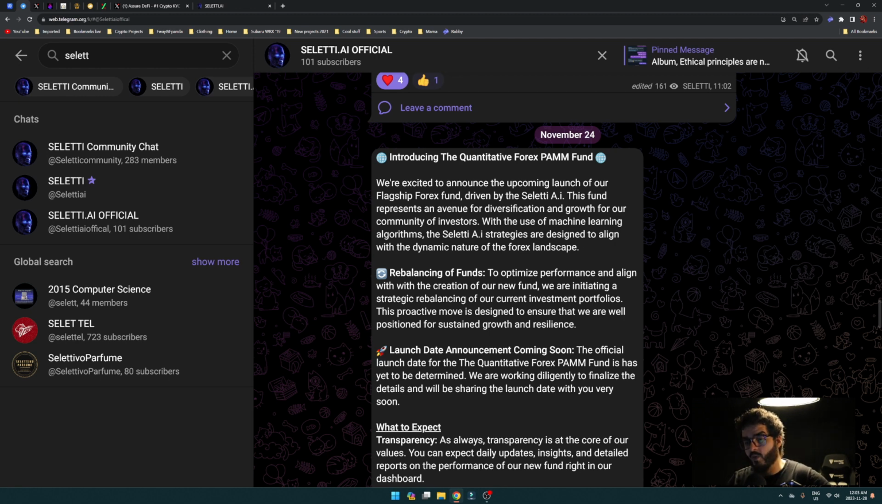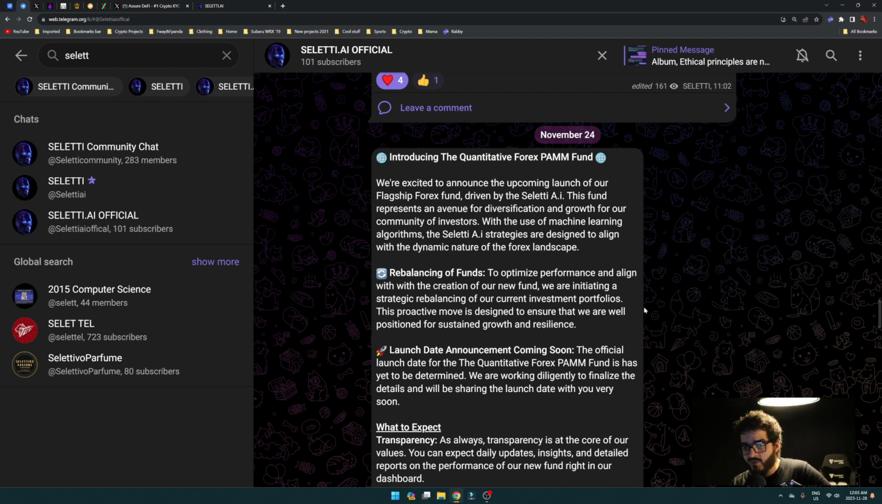We're excited to announce the upcoming launch of our flagship Forex fund driven by the Seletti.AI. This fund represents an avenue for diversification and growth for our community of investors. With the use of machine learning algorithms, the Seletti.AI strategies are designed to align with the dynamic nature of the Forex landscape. So, judging by what I just read, it basically means that they have some bots that are going to be trading Forex accounts and then generating some kind of profits through the PAM account to pay back the investors.